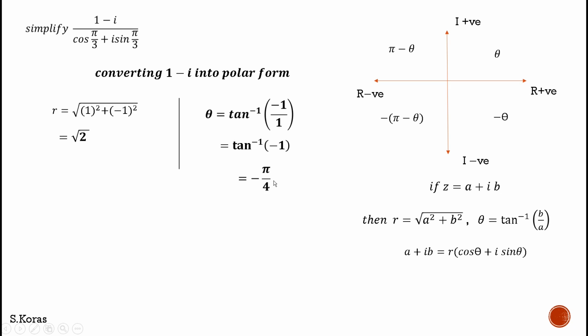Now you know what the r value is and you know what the theta value is. Now come to this formula. To convert a given complex number a plus ib into polar form, it is r into cos theta plus I sin theta. So 1 minus I is nothing but root 2 into cos of minus pi by 4 plus I into sine of minus pi by 4. So now 1 minus I is converted into polar form. Now the numerator as well as the denominator are in polar form. So we can proceed now.